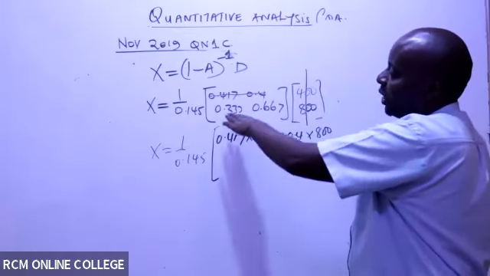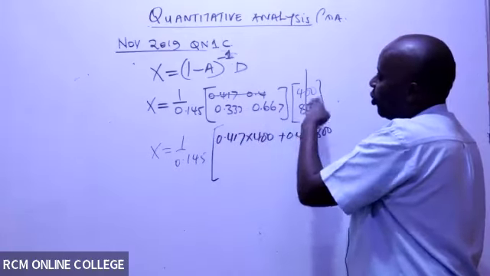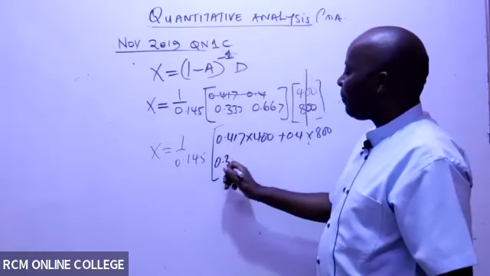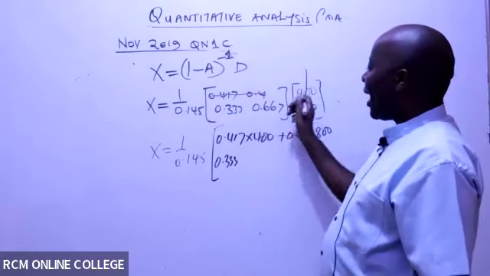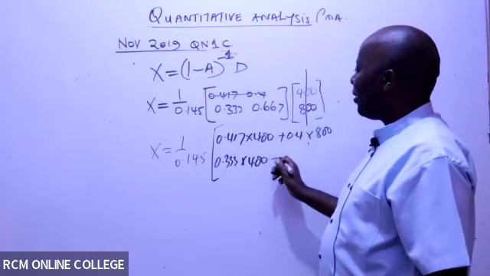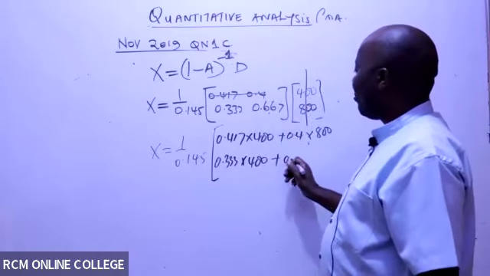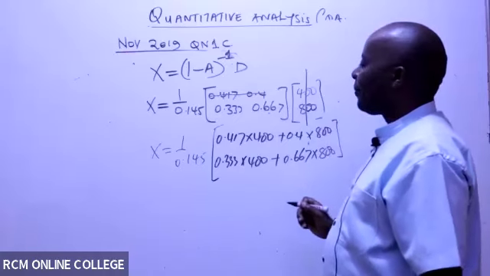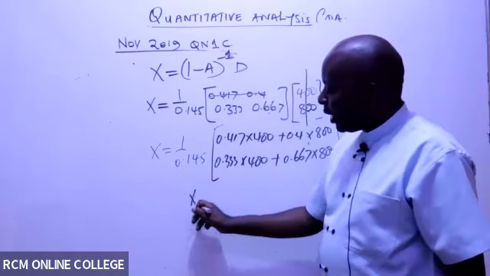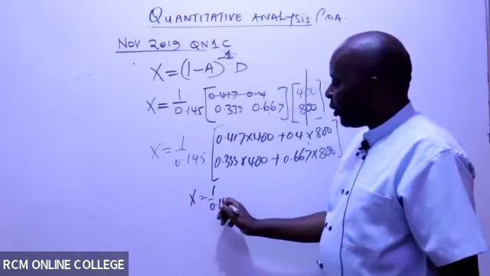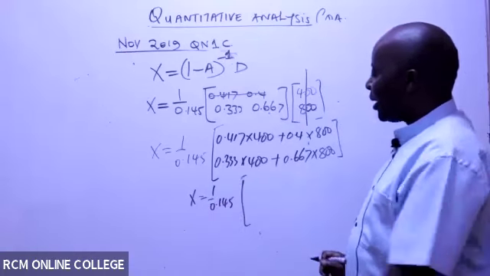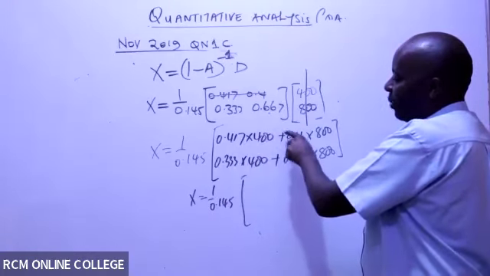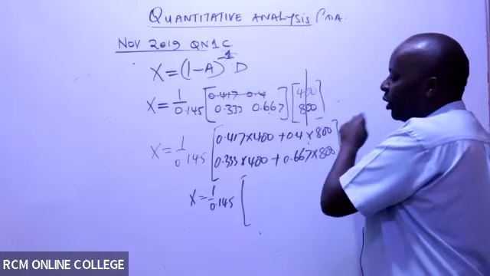So you do the same with the second row, this by that. So it will be 0.33 times 400 plus 0.667 times 800. All right, so are you able to give me these values? So X will be 0.145 into, is there somebody who can use their calculators? 0.417 times 400 plus 0.4 times 800. What value are we getting there?